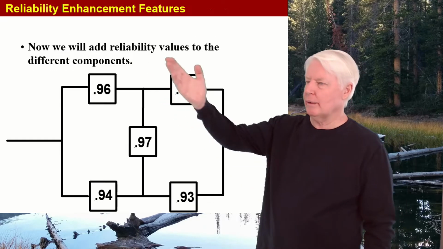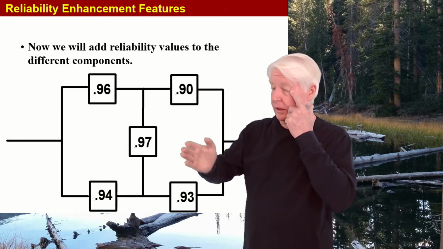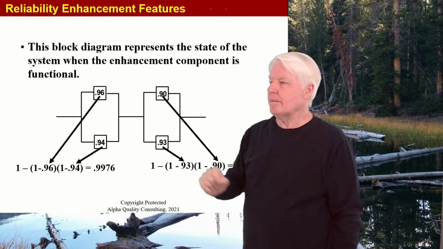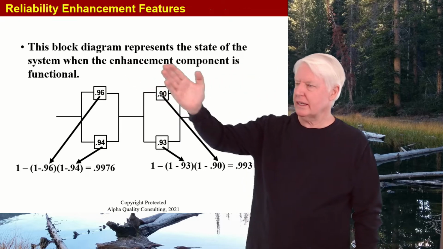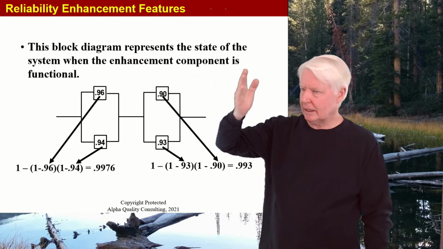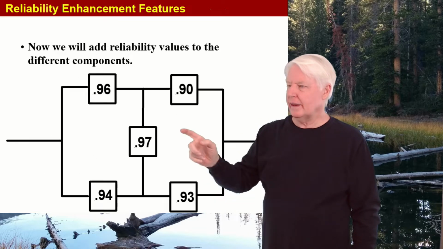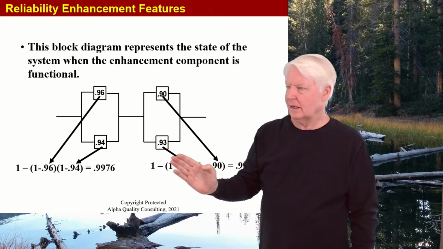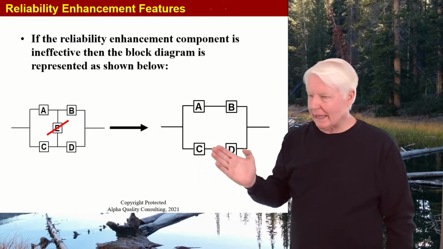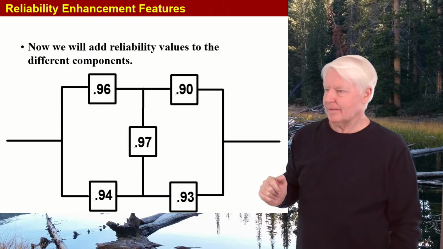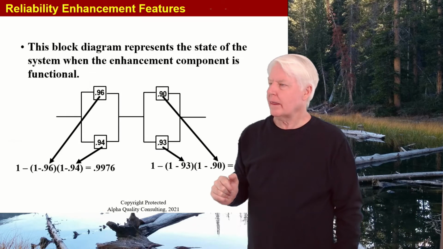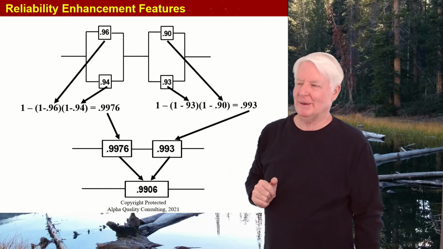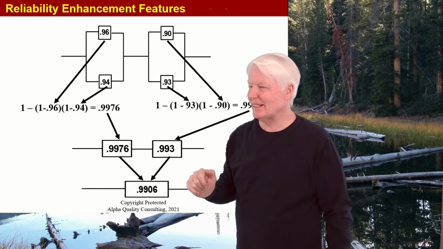All right, now we will add reliability values to the different components. There they are, and notice we do have an enhancement here. This block diagram represents the state of the system when the enhancement component is functional. When this is functional, we will analyze it like this. When it is not functional, we will analyze it like this. Hopefully that's helpful. This gets a little bit tricky, by the way. You'll find out in a little bit.